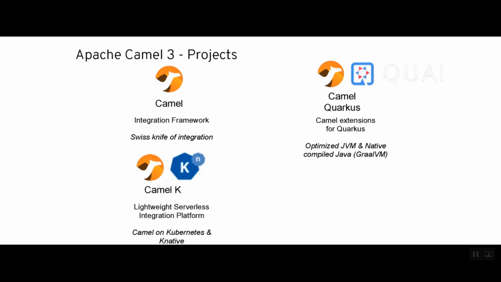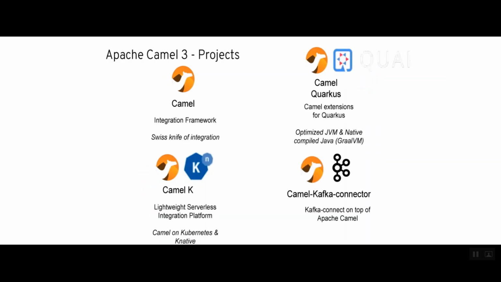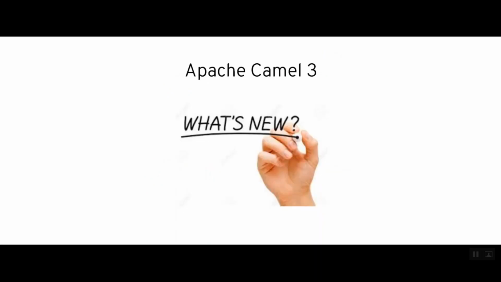Then we have Camel Quarkus, which contains the Camel extension for Quarkus, so the Quarkus support in the Apache Camel ecosystem, and is an optimized version of Camel using GraalVM. So this is another important part of the Apache Camel 3 release. And the latest project in the family, the newest one, is Camel Kafka Connector, which uses the Kafka Connect API, so the Kafka Connect framework, combined with the functionality and features of Apache Camel.